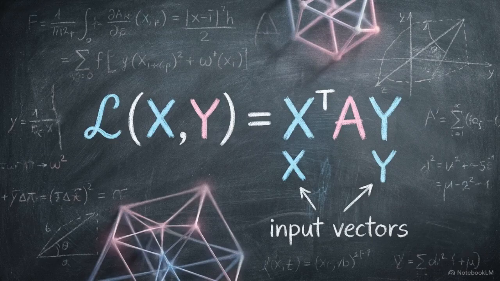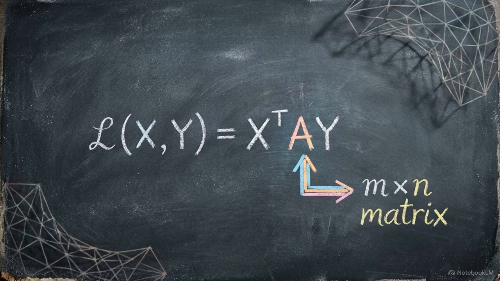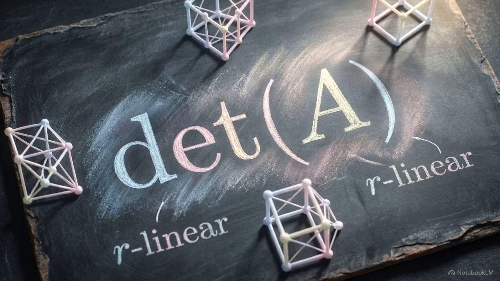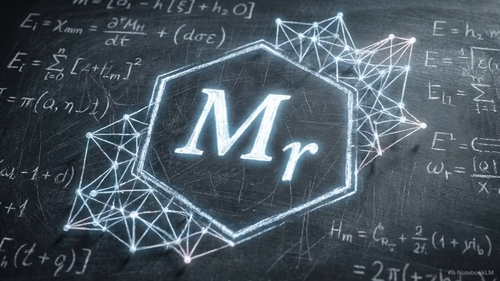Example 9 demonstrates this with bilinear forms, where an m by n matrix A maps two vectors to a scalar through the operation X transpose AY. In example 10, Hoffman and Kunze observe that if we treat an n by n matrix as a set of n row vectors, the determinant function satisfies the definition of an n-linear form. The set of all possible r-linear forms is denoted M sub r, which itself constitutes a K module.